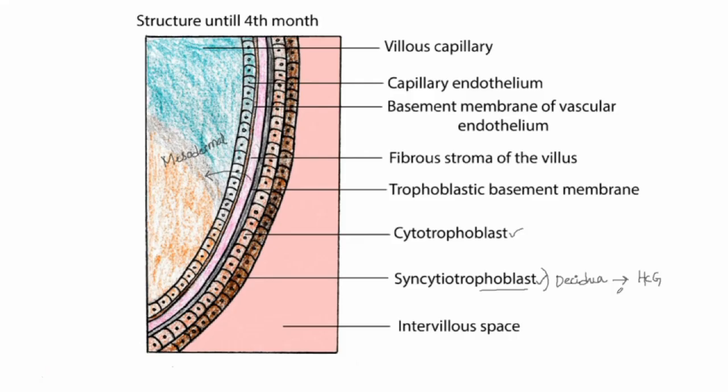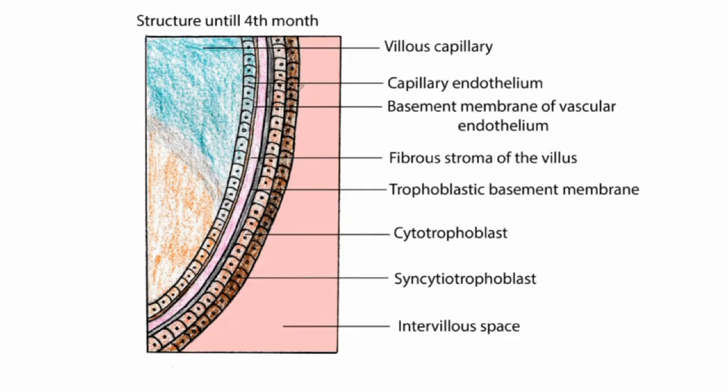But the main function of the syncytiotrophoblast is that it secretes hormones, mainly human chorionic gonadotropin, which is very important to support pregnancy. What is the function of the cytotrophoblast then? Initially, it aids in implantation by secreting proteolytic enzymes. So later the syncytiotrophoblast forms, but initially the cytotrophoblast helps in the process of implantation by secreting proteolytic enzymes.